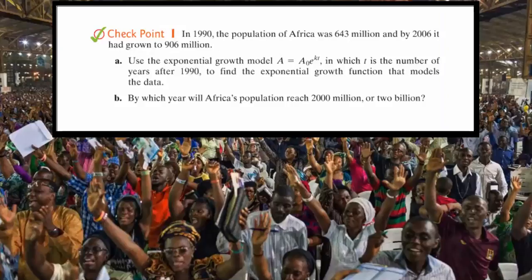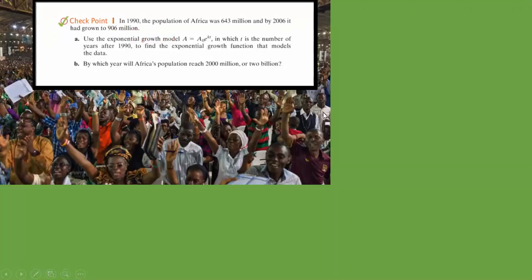And then part B says, by which year will Africa's population reach 2,000 million or 2 billion? So once we have our formula, what we're going to be able to do is to answer the second part of this question. That is, in which year will Africa's population reach 2 billion? So let's start the problem.